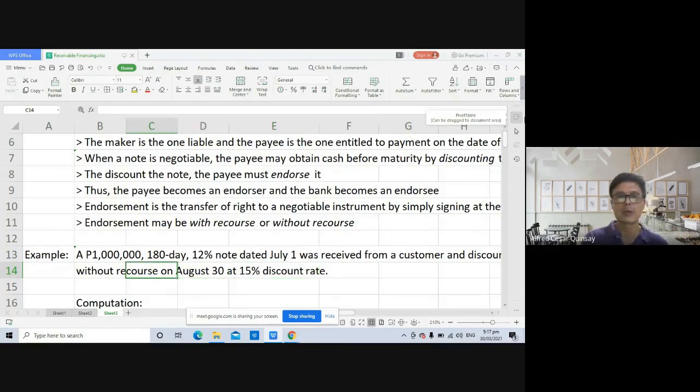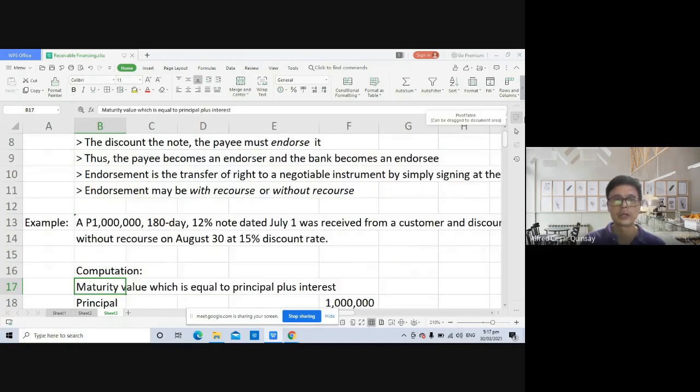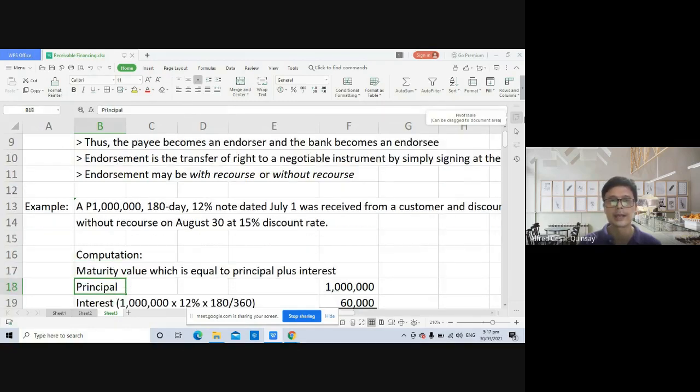So pag sinabing without recourse, wala nang habol yung endorsee kung kanino in-endorse. So compute-in muna natin yung maturity value nung note. So as we can see here, yung maturity value which is equal to principal na 1 million plus yung interest.